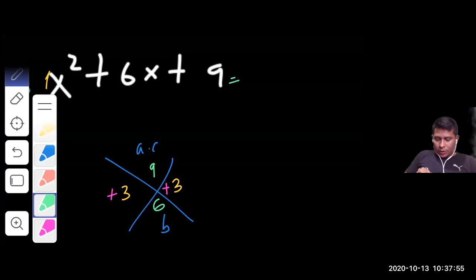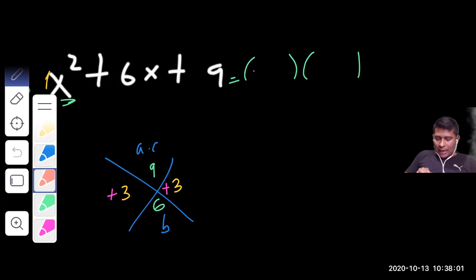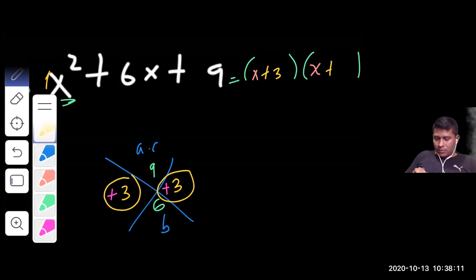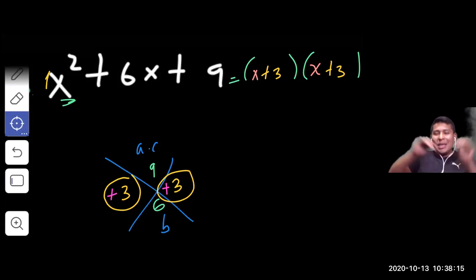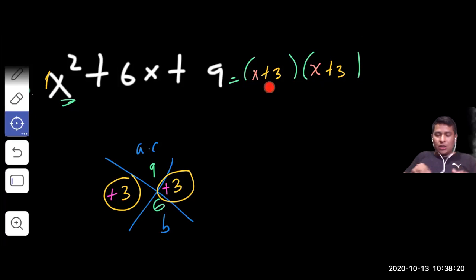Okay, let's copy that. This is equal to, I'm going to represent this as a multiplication. And x squared, the first one, can be factored as x and x. Simple. Now I need to add plus 3, and the other one, guys, plus 3. This is my answer. This is exactly and perfectly right.